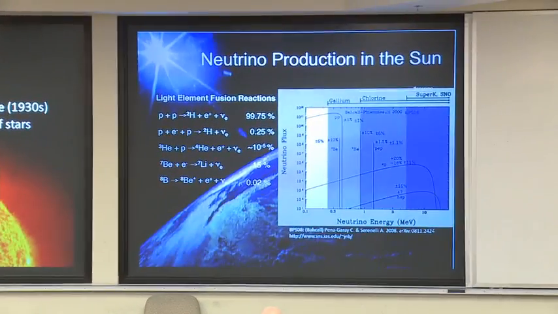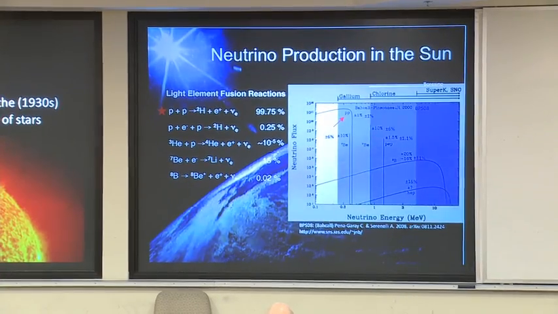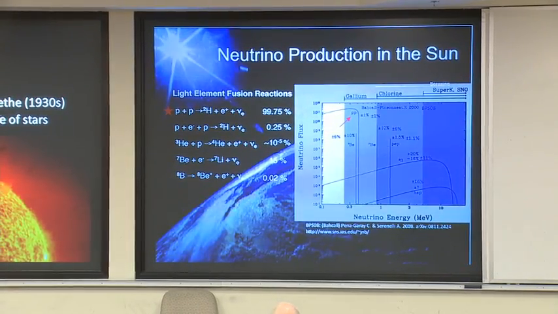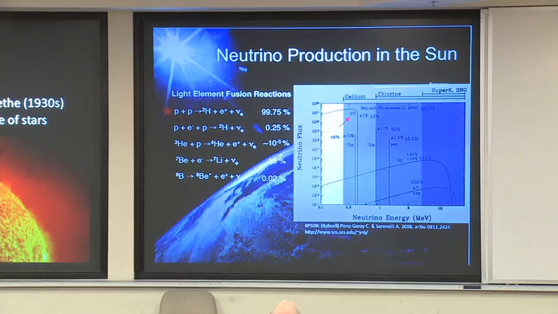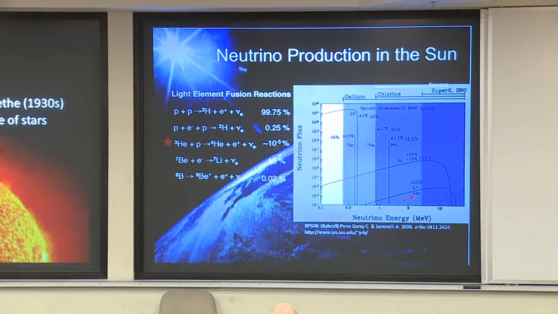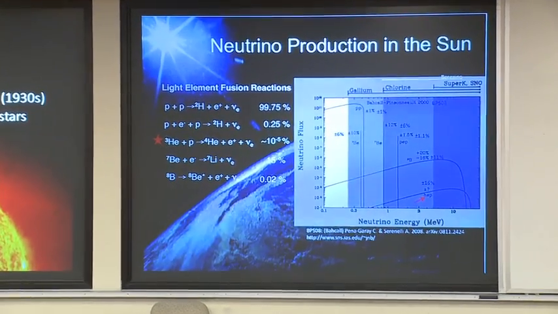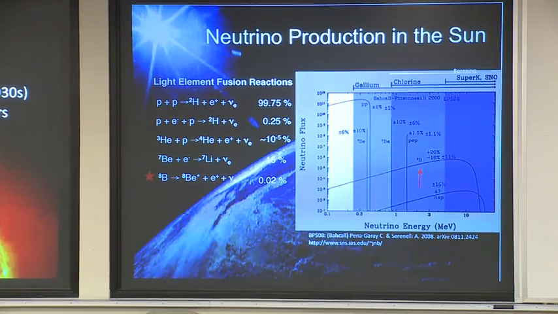Most of them come from the fusion of the lightest elements, two protons, to make an isotope of hydrogen called deuterium, or deuteron. It releases one neutrino, and then it produces a spectrum of neutrinos that's rather intense. There are some other processes as well that make contributions here. You can take a proton, an electron, and a proton and make, again, a deuteron and a neutrino. You can take helium-3 and a proton, and you make helium-4, and so on. And all of these things release neutrinos.